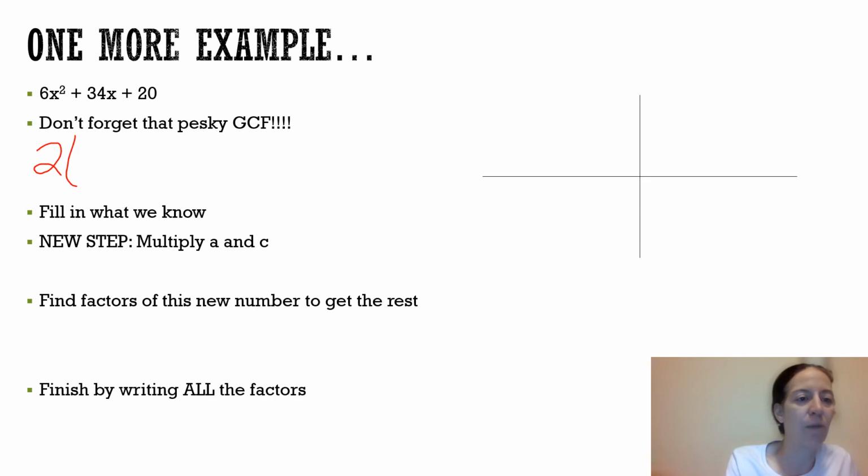So what would be left? 3, because 2 times 3 would give you 6. That is messy. Let's see. Do that better. There we go. This is a 17. Okay. And then this would be a 10.